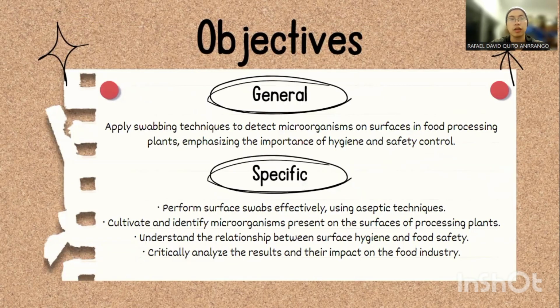Objectives. The general objective was applying swabbing techniques to detect microorganisms on surfaces in food processing plants, emphasizing the importance of hygiene and safety control.